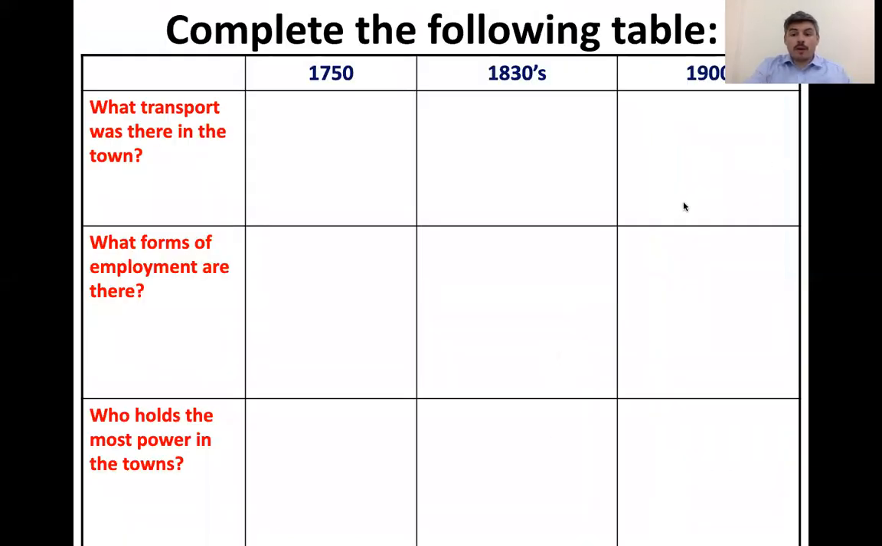So, guys, what I want you to do now, I want you on a new page to complete the following table. I want you to copy this down. You're going to have 1750, 1830, and the final one, 1890, 1900. I want you to put in the table, what transport was there in the town? What form of employment was there? So where did most people work? And who do you think held the power in the town? Okay, so who held the power? Was it the landowner, the factory owner, the farmers, the peasants? Who do you think held the power? So please pause the video and complete.